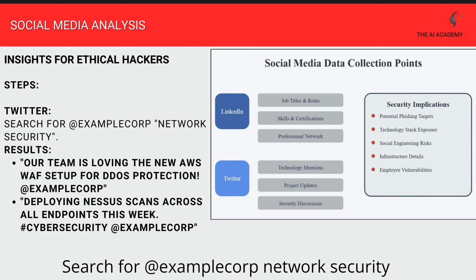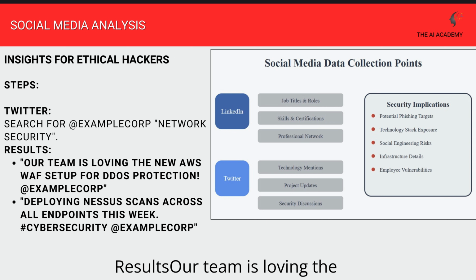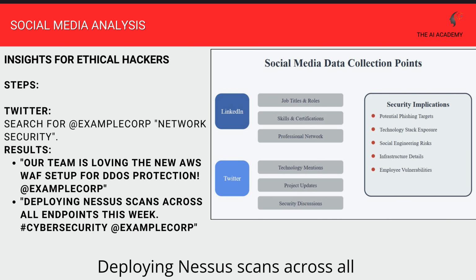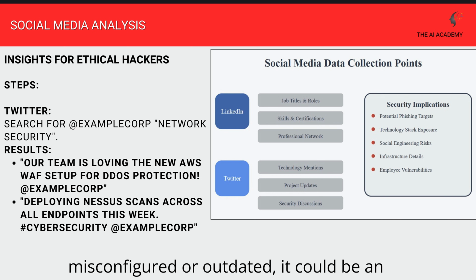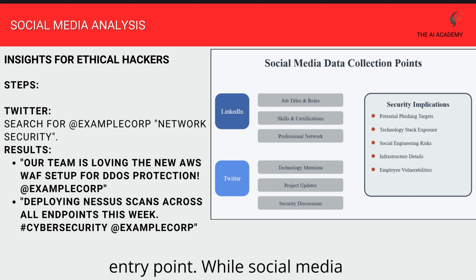Twitter. Search for @ExampleCorp, network security. Results: "Our team is loving the new AWS WAF setup for DDoS protection," @ExampleCorp. "Deploying Nessus scans across all endpoints this week," hashtag cybersecurity @ExampleCorp. Insights: the organization is actively using AWS WAF and Nessus. If Nessus is misconfigured or outdated, it could be an entry point.